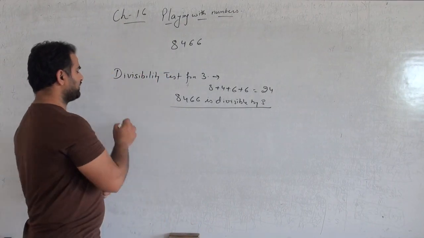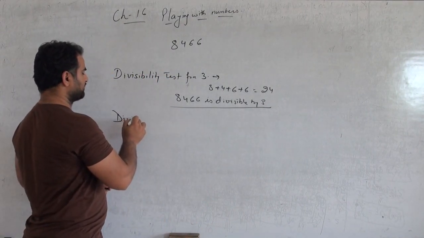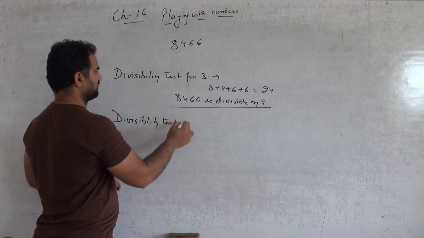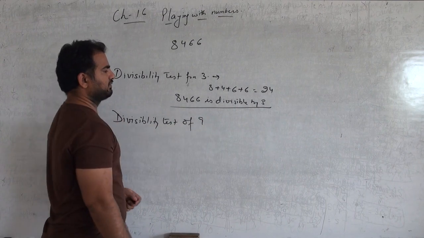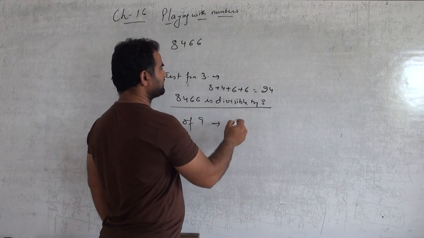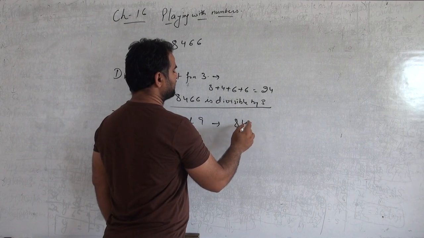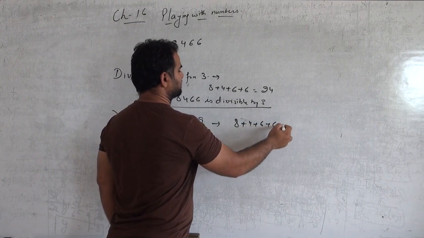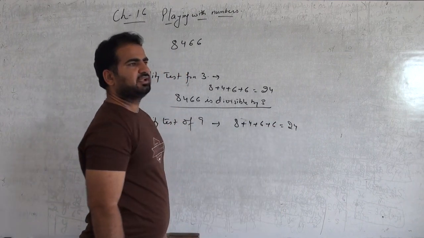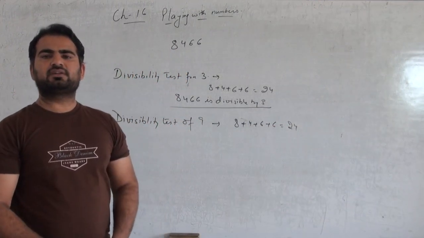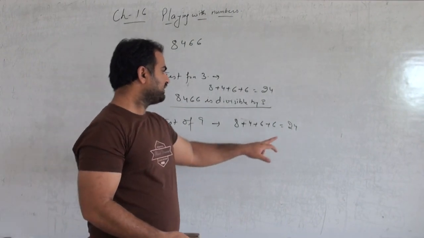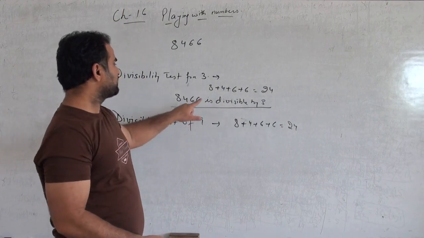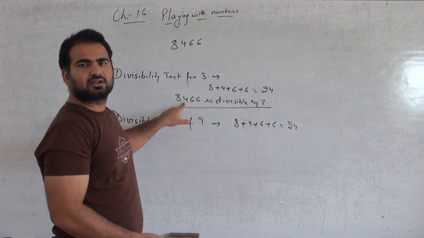Similarly, what about 9? Divisibility test of 9. What we have to do is just add all the numbers: 8 plus 4 plus 6 plus 6. Answer is 24. Now we have to divide the total by 9, and we can say that 24 is not divisible by 9. So this number is not divisible by 9.